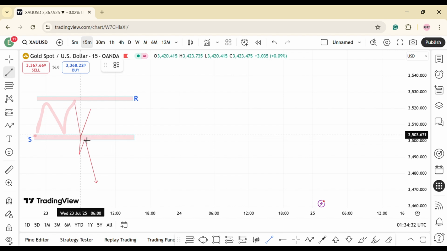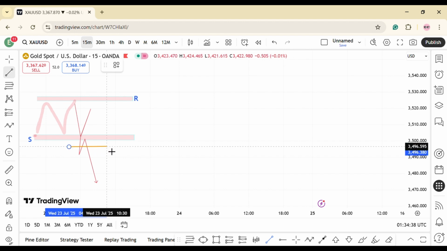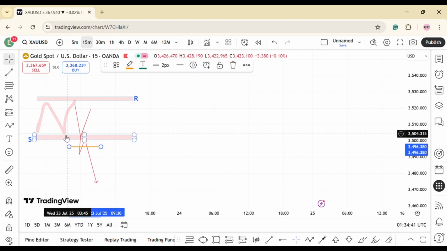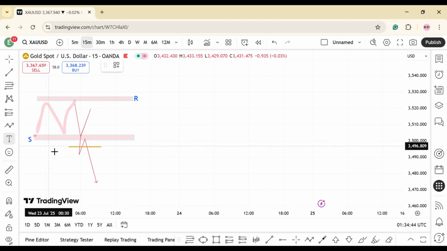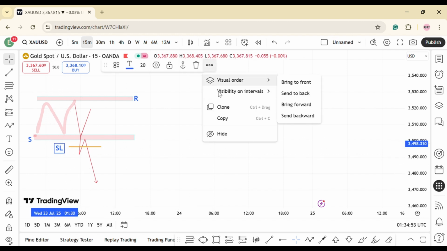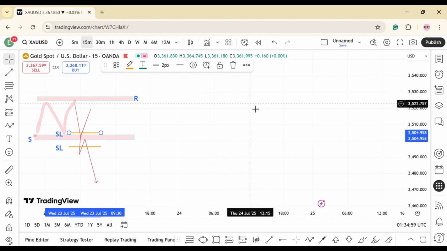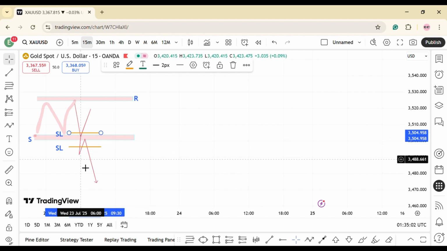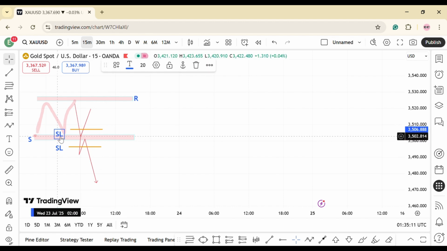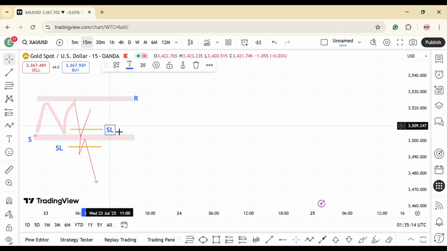Those who want to buy from this area will put their stop loss a bit below the support level. This is the SL. And those who are waiting for the break of structure and the retest will put their stop loss within here, right? So this is it. Now this is what they will do.